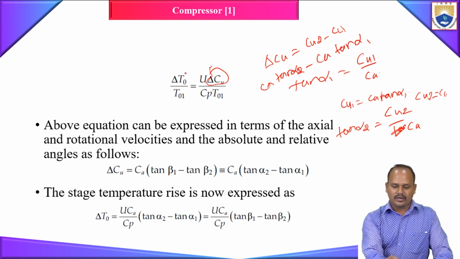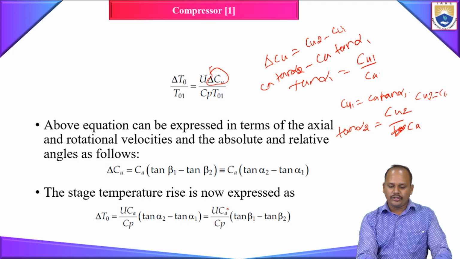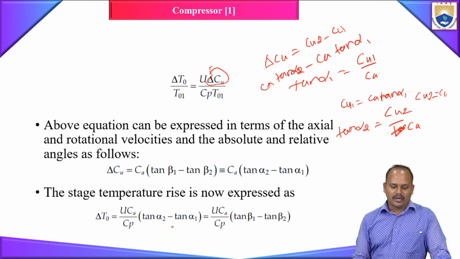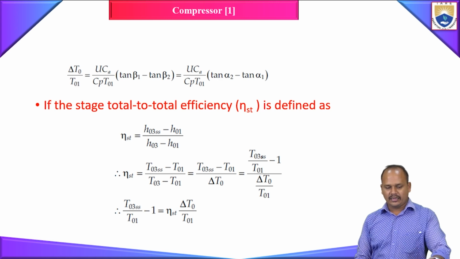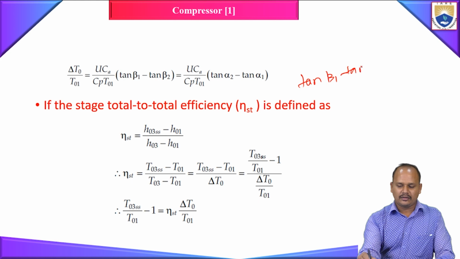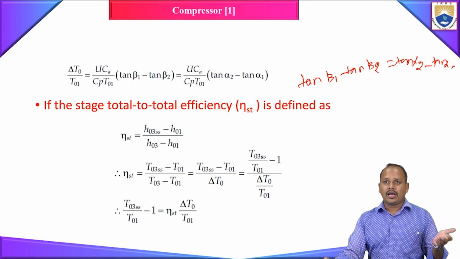So I can write this equation, and I'm going to substitute. So your delta T0 is equal to U Ca by Cp into tan alpha 2 minus tan alpha 1, or U Ca by Cp into tan beta 1 minus tan beta 2. Basically, this is the equation for the change in the total temperature across your stage. If I divide that by T01, you will have delta T0 by T01 is equal to U Ca by Cp T01 into tan beta 1 minus tan beta 2. We already have the equation tan beta 1 minus tan beta 2 is equal to tan alpha 2 minus tan alpha 1. So you can write this equation either in terms of beta 1 minus beta 2 or alpha 2 minus alpha 1.